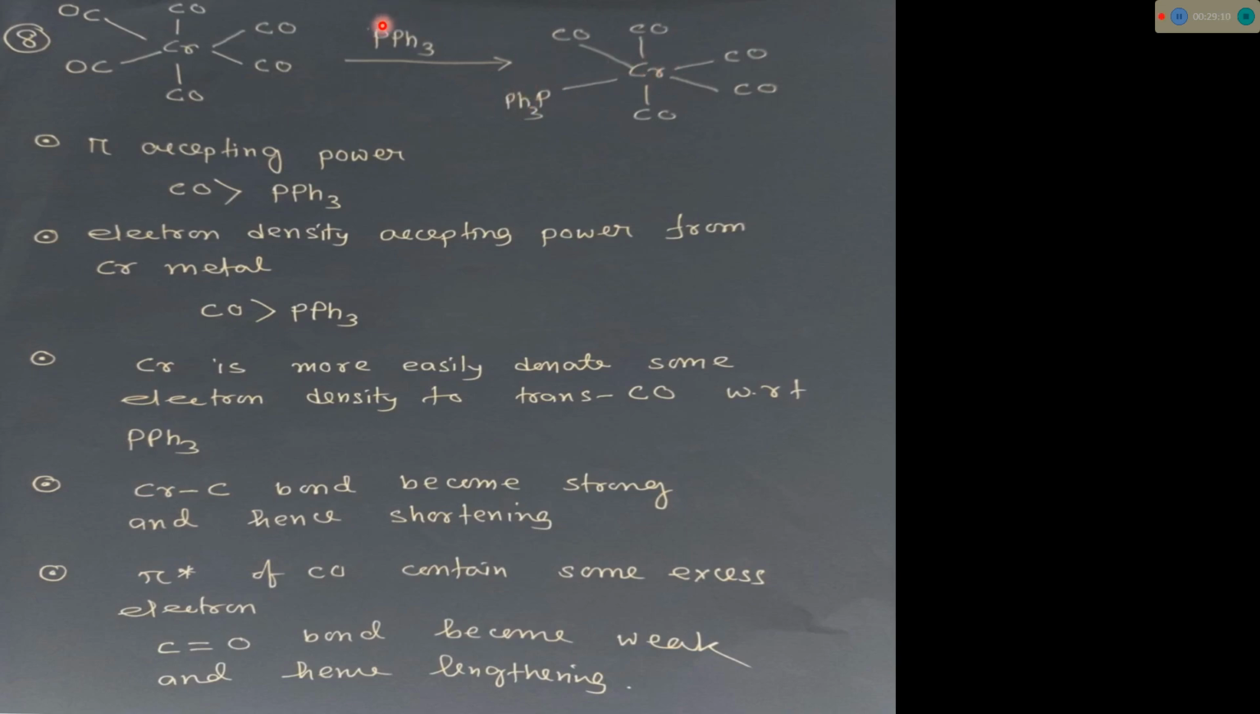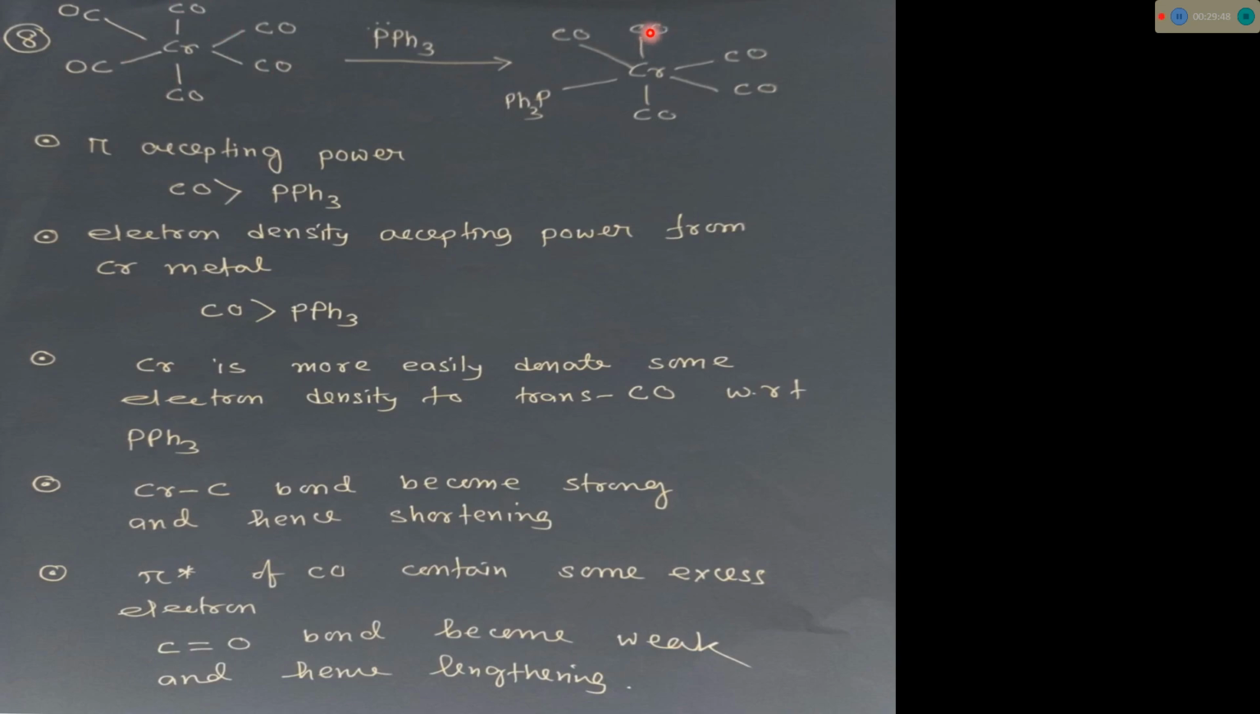So by exchanging one CO group by triphenylphosphine, for the trans CO carbonyl, this metal donates some electron density to the pi star of CO. Now this chromium-C bond becomes shorter. Bond becomes shorter means the bond length becomes shorter, and this chromium-C bond becomes strong, and the frequency, the nu bar value of this chromium-C bond, becomes higher than in this case.